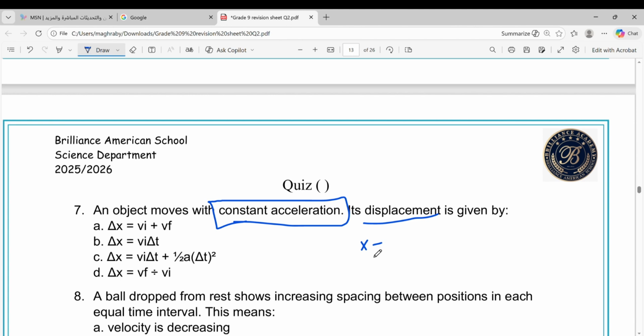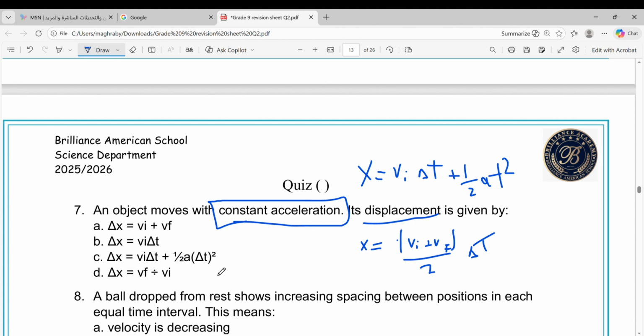The first one was, to get the displacement, we take v initial plus v final, times delta t over 2. But we didn't find this one here. So another x, which is the second motion equation, equals v initial t plus half a t square. So this one is right.